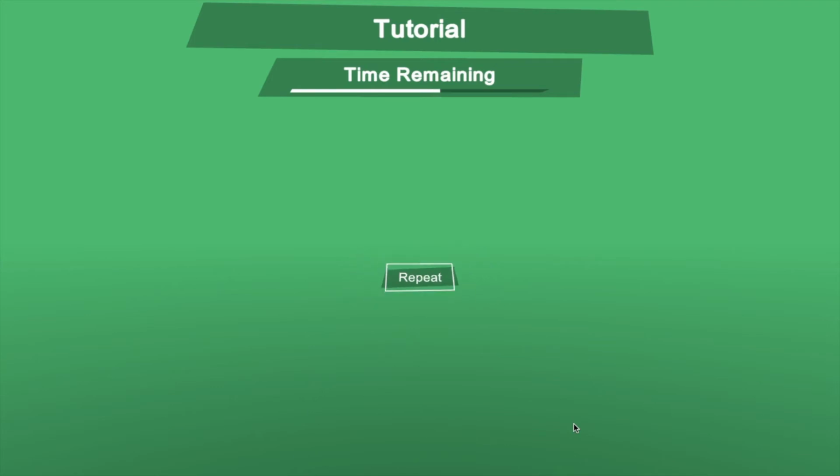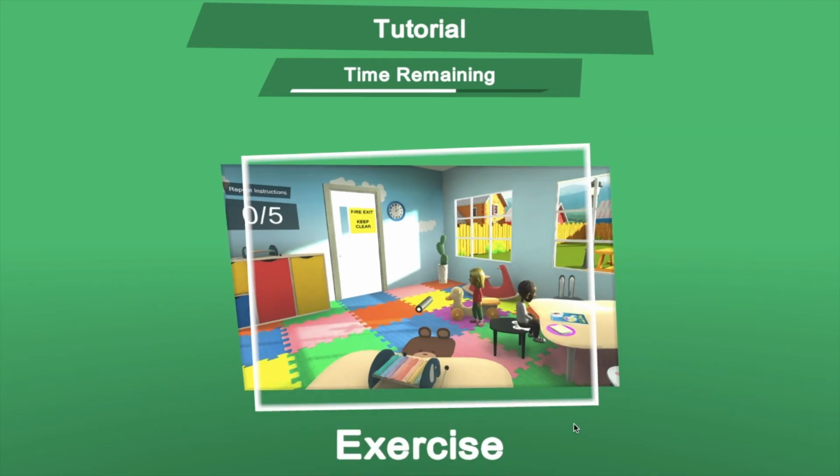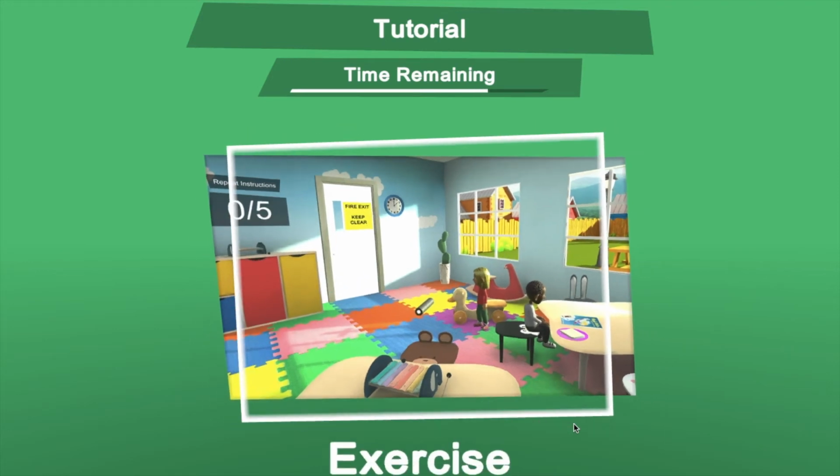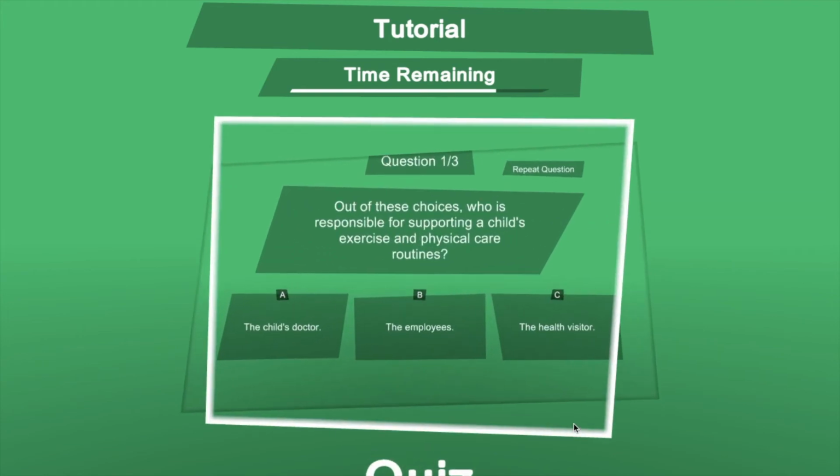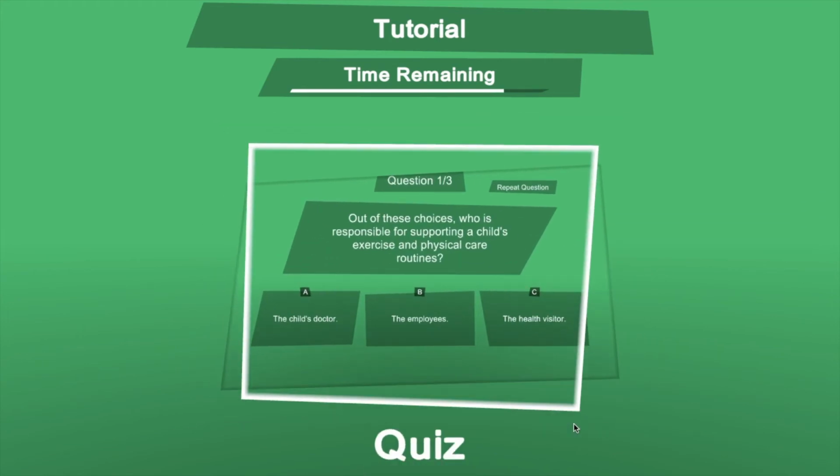instruction, or question. In the exercise sections, you will interact with objects and buttons in order to demonstrate your understanding of the material in the teaching and learning section. Once you have completed the exercise, you will be taken to the quiz section. The quiz section will present you with 3 questions, each with 3 possible answers. To select an answer, simply aim at it and click.